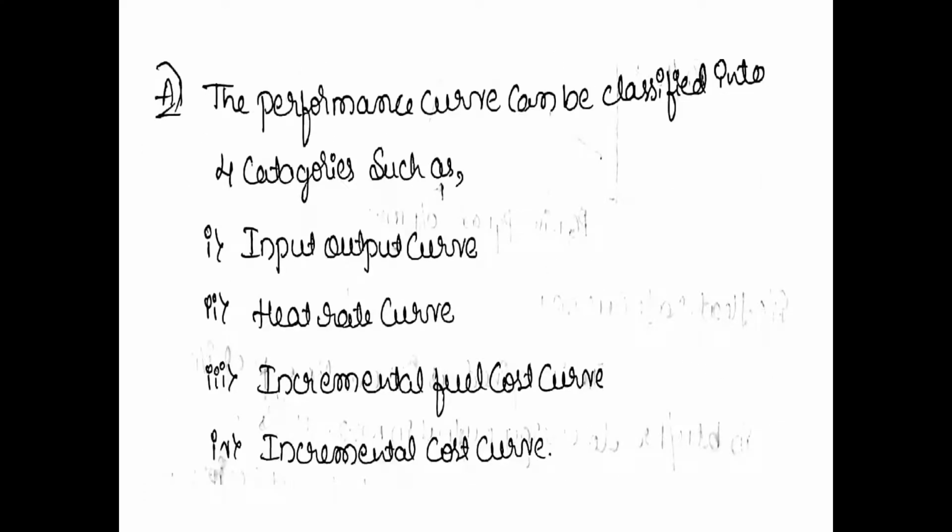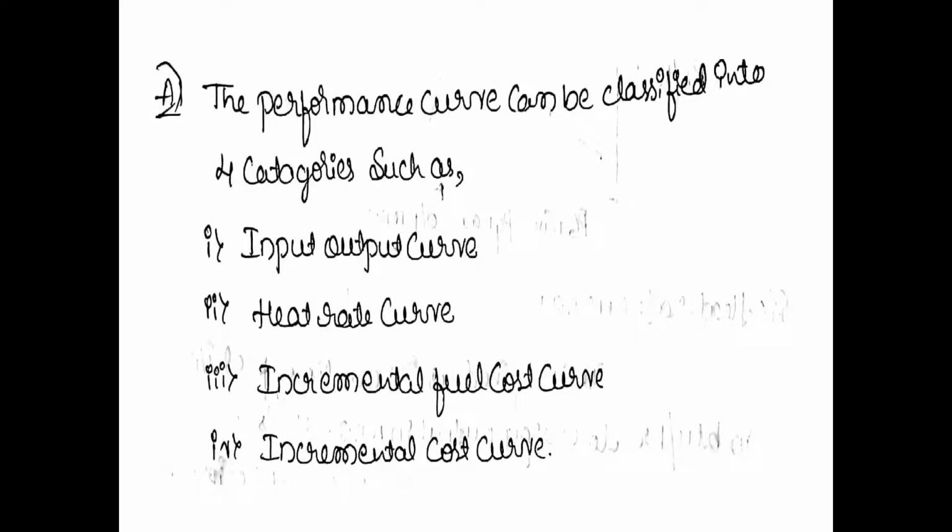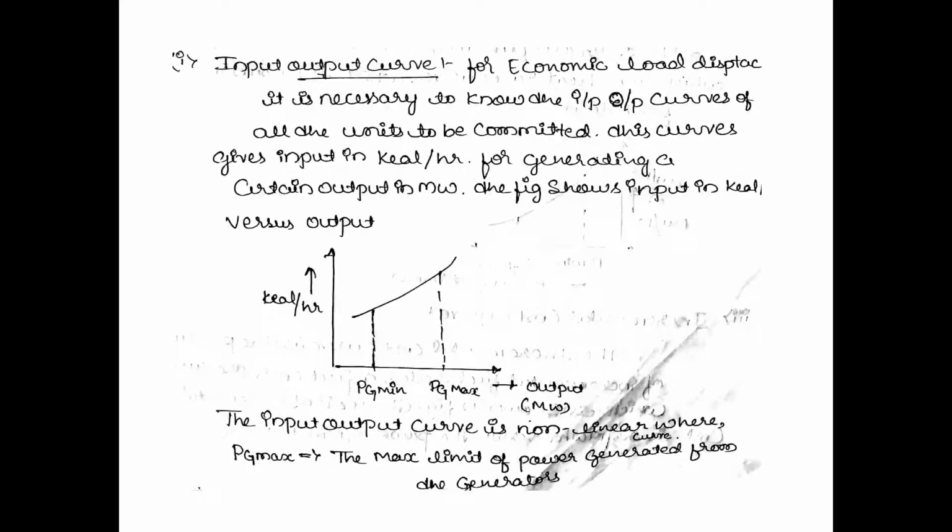Performance curves can be classified into four categories. Just now I explained the input output curve, heat rate curve, incremental fuel rate curve, incremental cost curve. Sometimes in the examination they ask: what is economical load schedule? Explain the hydrothermal units performance curves. These are the four categories: input output curve, heat rate curve, incremental fuel cost curve, incremental cost curve.